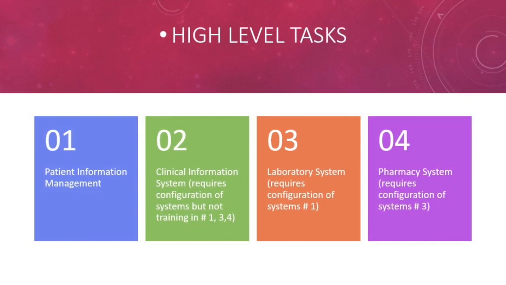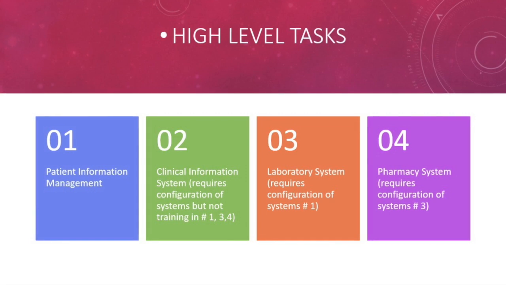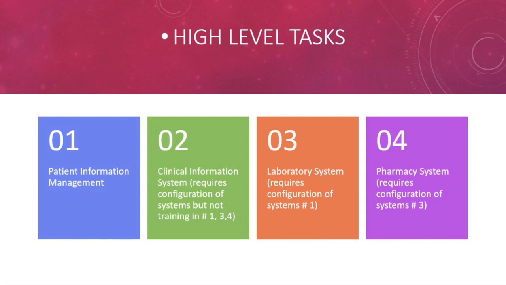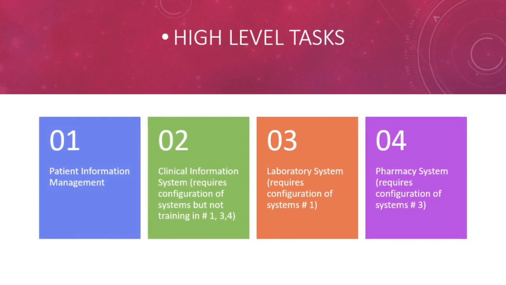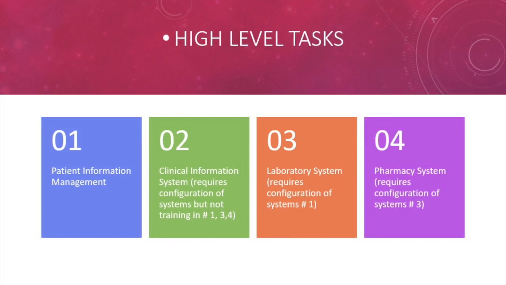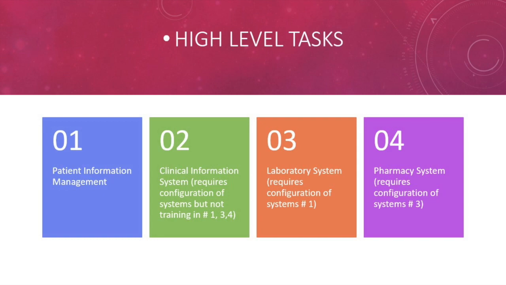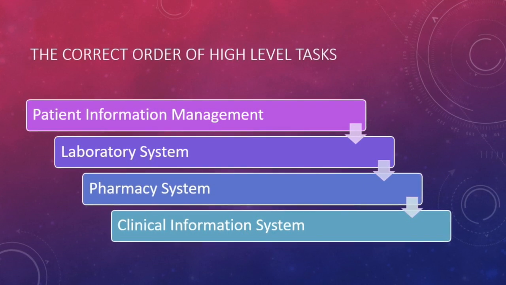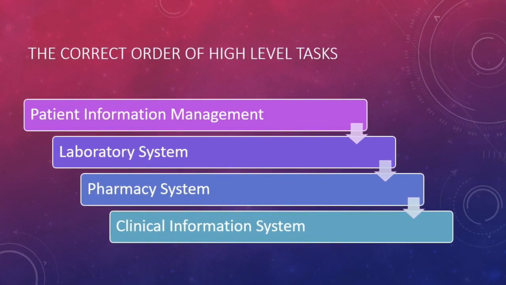So I will move number 3 to be the second one, number 1 will stay 1, and number 4 is going to be the third one. The reason is that the pharmacy system needs the laboratory system configured first. And since number 2 requires all of them, we're going to put that one last. So the correct order of high-level tasks should be patient information management, laboratory system, pharmacy system, clinical information system.